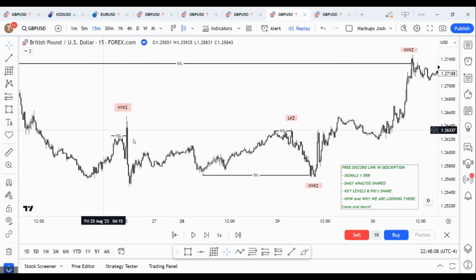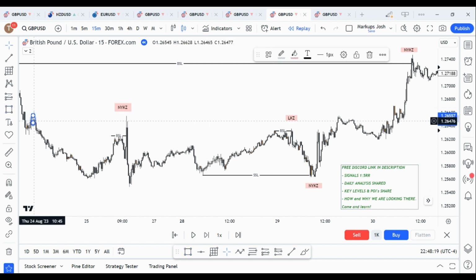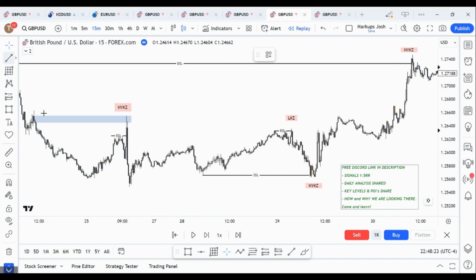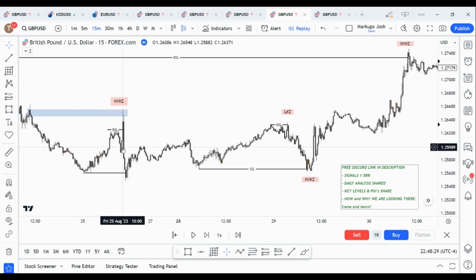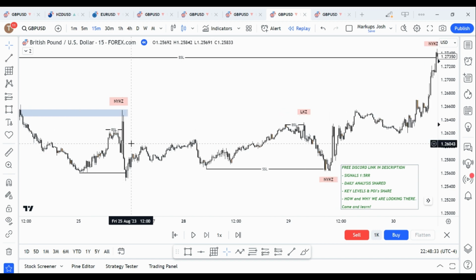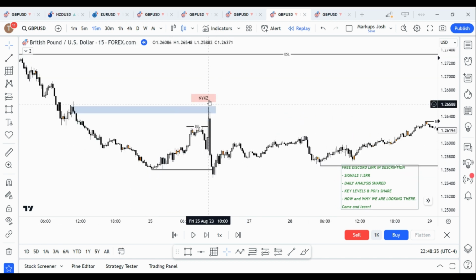So as you can see in this first example here, we aggressively sweep buy side liquidity into a bearish order block and we break structure to the downside. And look at how aggressive this price action is. It's inducing traders into the wrong side of the market via an aggressive bullish push, I would say.